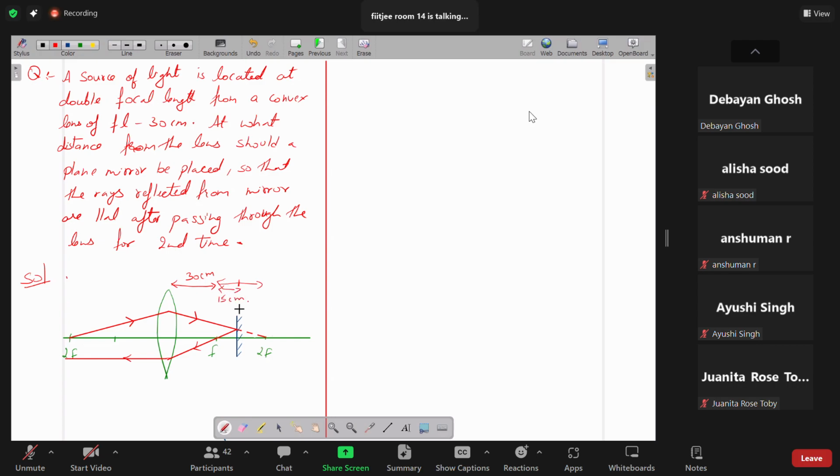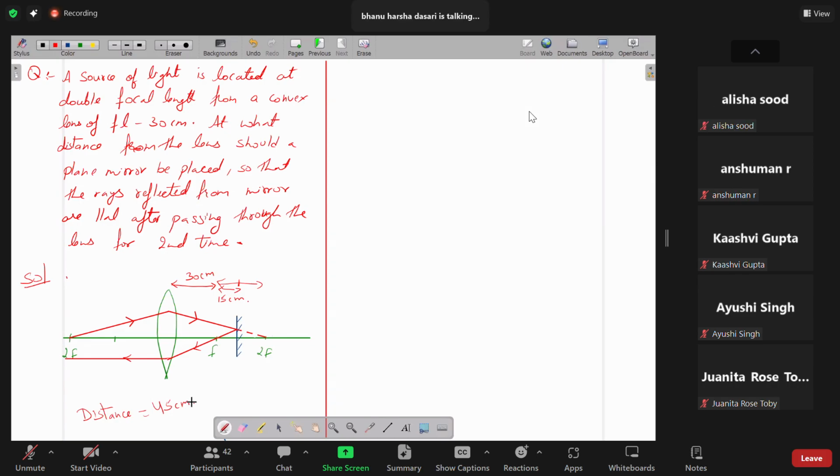So what is the distance of the plane mirror from the lens then? Distance of the plane mirror from the lens becomes 45. So distance is equal to 45 centimeters.